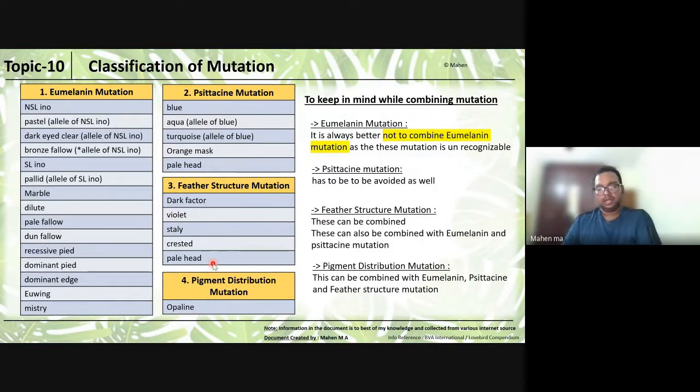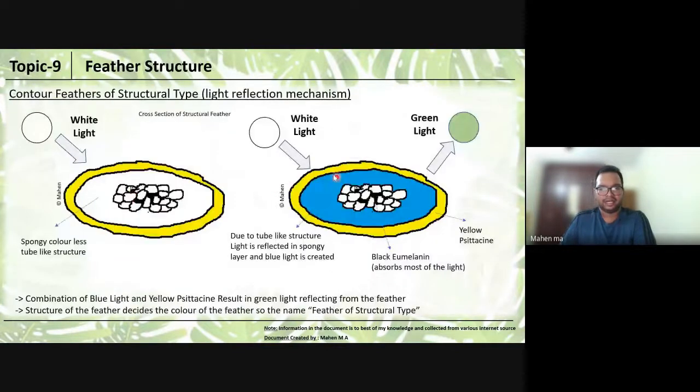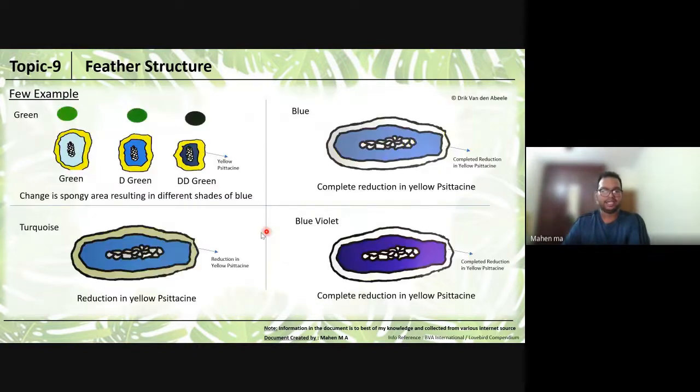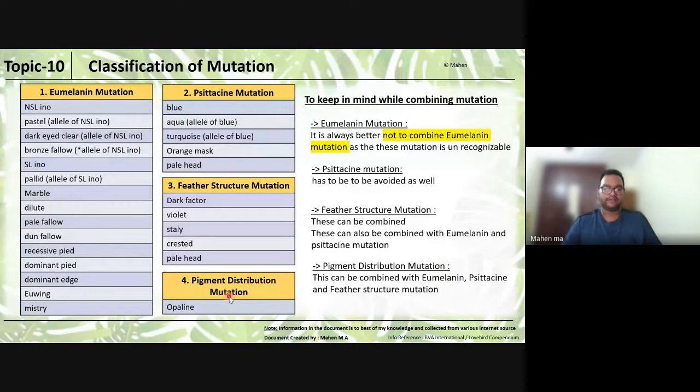Okay, so now hopefully everyone has understood. Just to make it clear, I'll once again summarize. Any increase or decrease in the citizens, which results in a mutation, is classified under citizen mutation. Any increase or decrease in the color in the eumelanins is classified under eumelanin mutations. Any changes in the structure of the spongy layer, which result in a change in the color that is reflected, will result in structural mutations. And finally, it is the pigment distribution mutation where we have opalines.